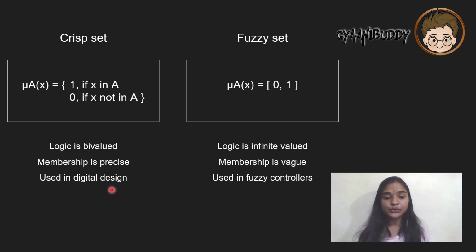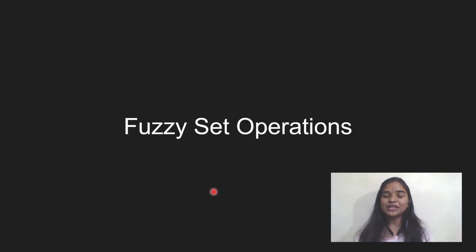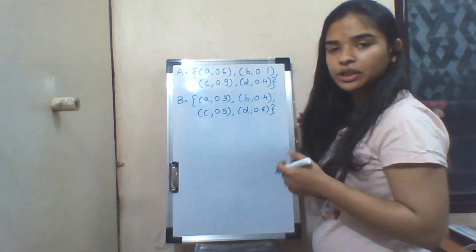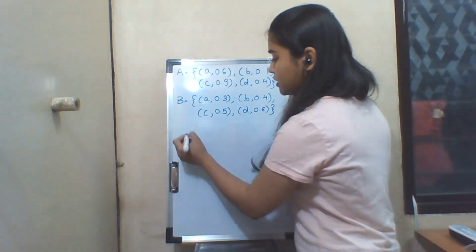Crisp sets can be used in digital designs, whereas fuzzy sets can be used in fuzzy controllers. We will look into the applications of fuzzy sets in detail later. Now let's look at the fuzzy set operations on the whiteboard. Okay, so now let's look at the union operation of fuzzy sets.